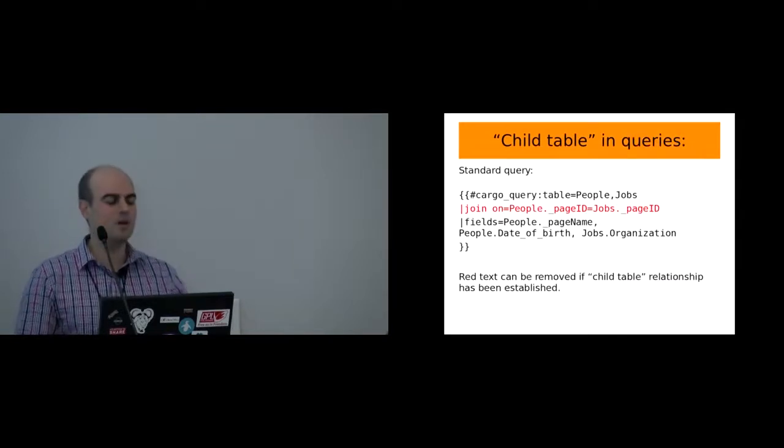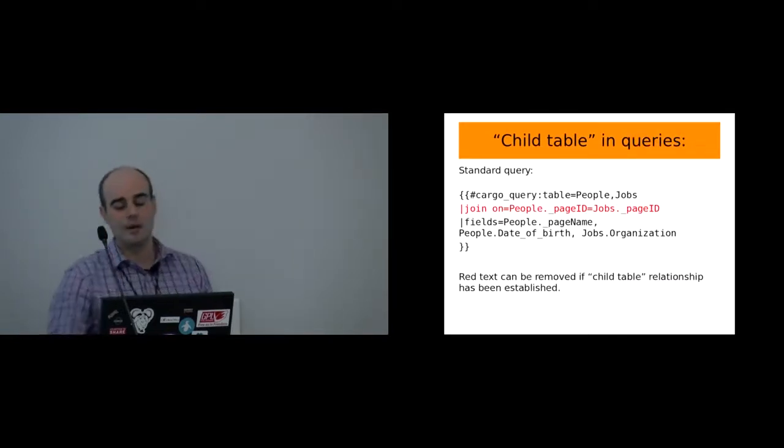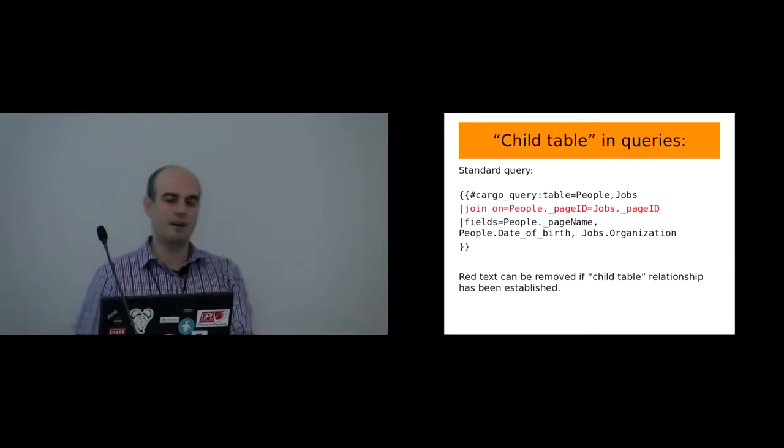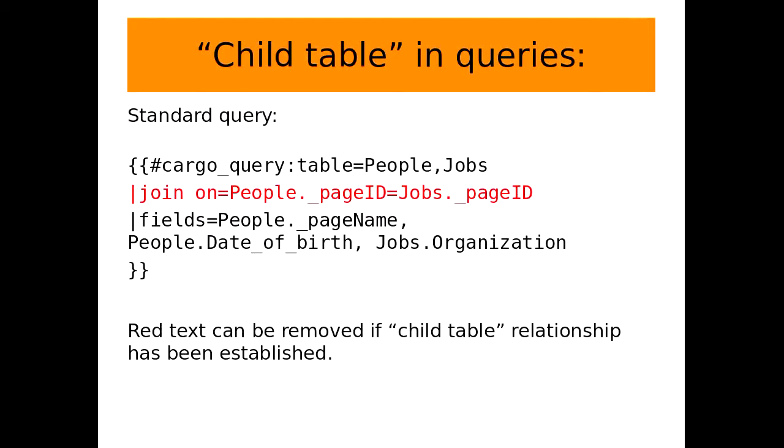And then this is more minor, but for queries, here's an example of a query for Cargo. It's the parser function called cargo_query. The second line, the one in red, could be made optional if the child table relationship is defined, but that's really not a big deal.